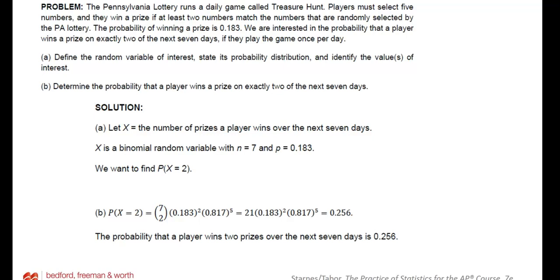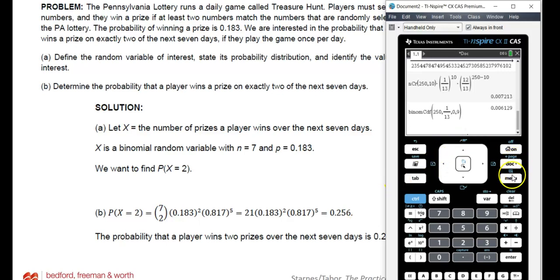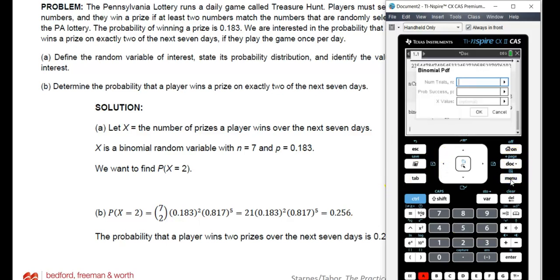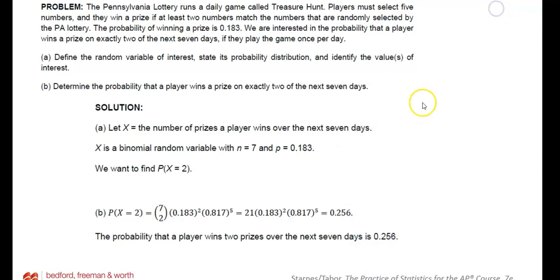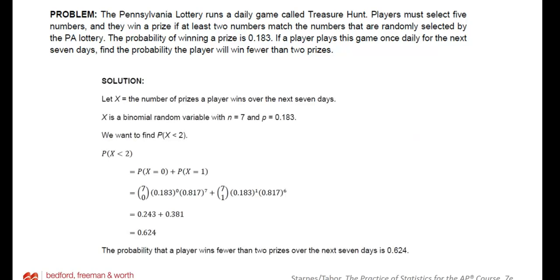Part B, I guess I gave the answer for that as well. Determine the probability the player wins a prize exactly 2 of the next 7 days. Because it's just one value there, it's fine to just use the binomial theorem. You also could have, if you wanted to, used menu 5, 5, A. And so number of trials is 7. Hit tab, probability of success is 0.183. And we want to win exactly twice. And that should give you the same answer. Again, if you do it that way, you need to tell what those calculator inputs are, like the number of trials, etc.